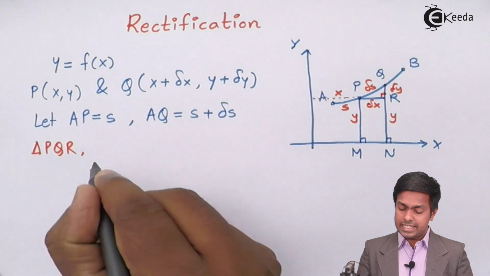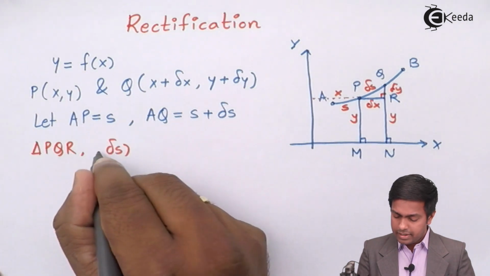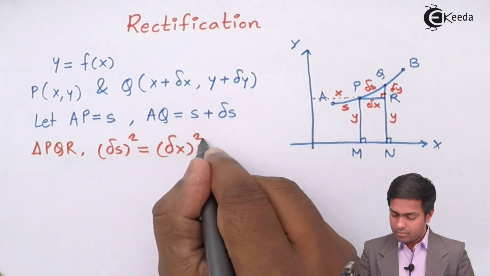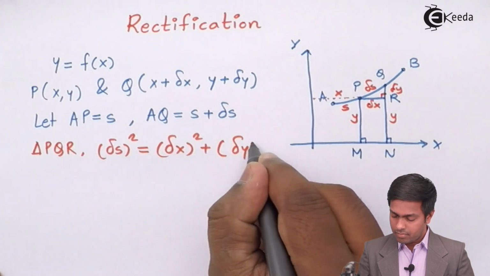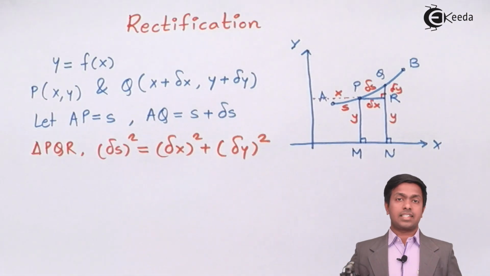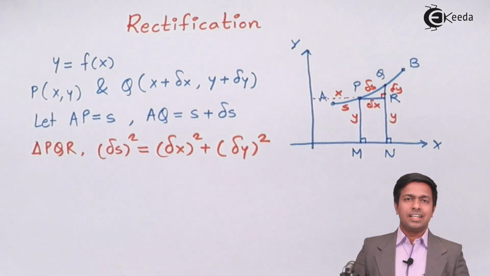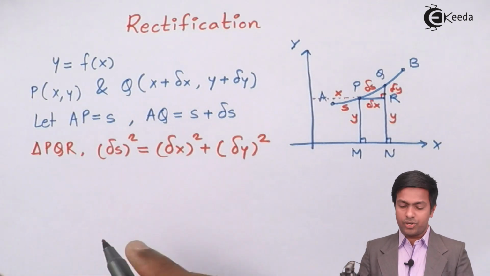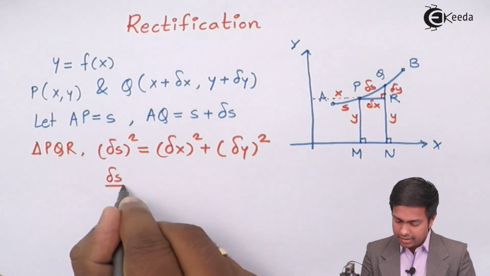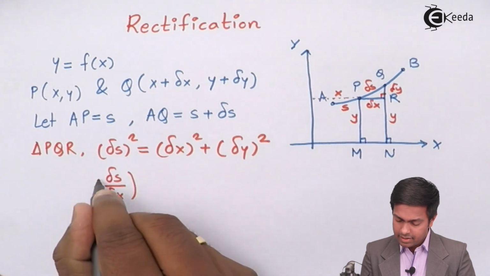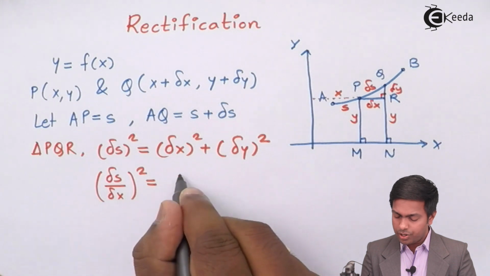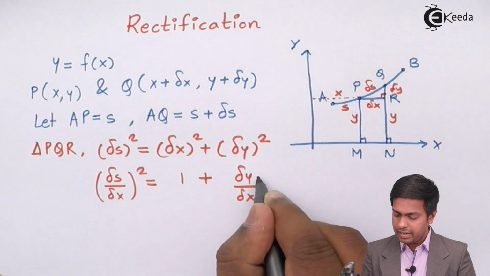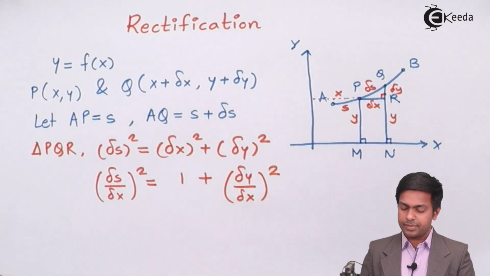So by Pythagoras theorem we can say that the value of del s square will be equal to del x square plus del y square. Now let's divide both sides by del x square. So here we'll get del s by del x the whole square equal to 1 plus del y by del x the whole square.